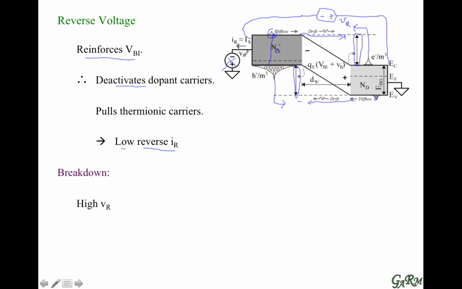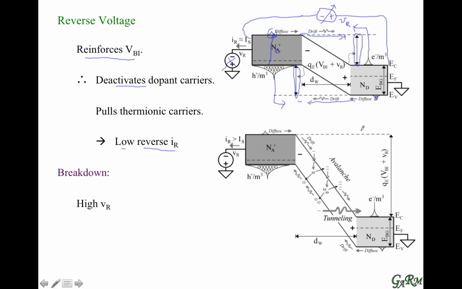Well, if we take this negative voltage here and we increase it, we're going to reinforce that built-in potential even more. So the barrier is going to be even higher. If we put such a high barrier, basically what we're saying is that now we have a high electric field across the junction. So these thermionic electrons are going to be accelerated to such an extent that their velocity is going to be so high and kinetic energy is going to be so high that when they crash into a bound electron, they can free it.